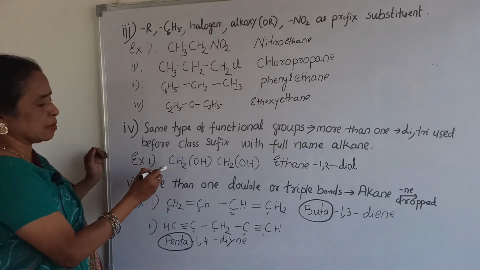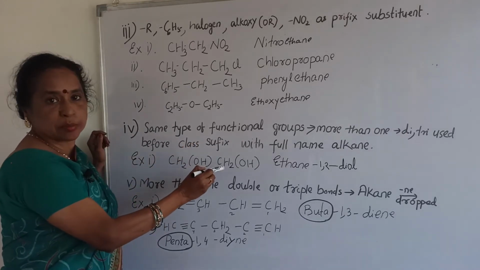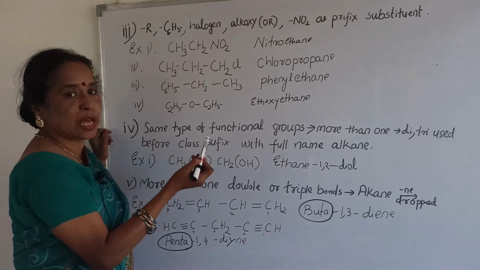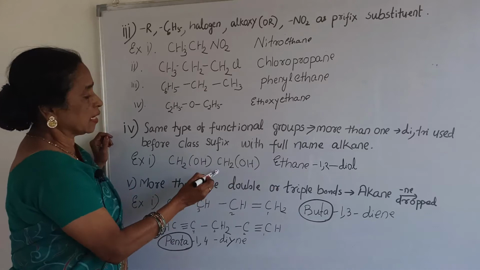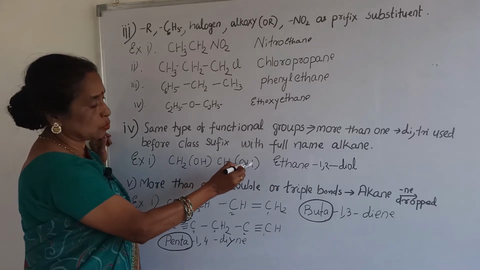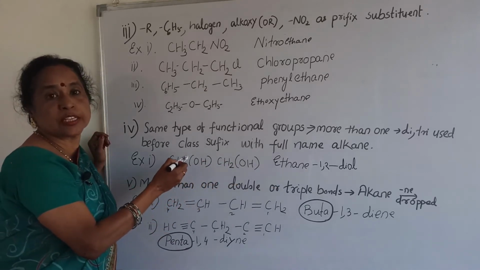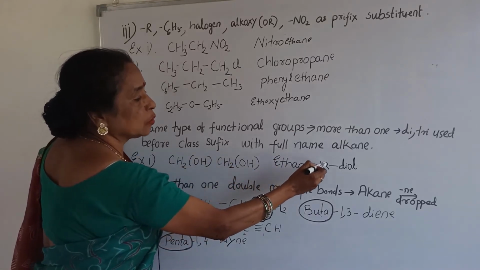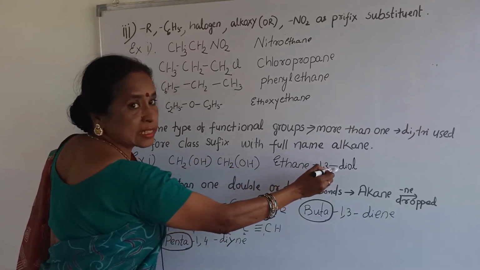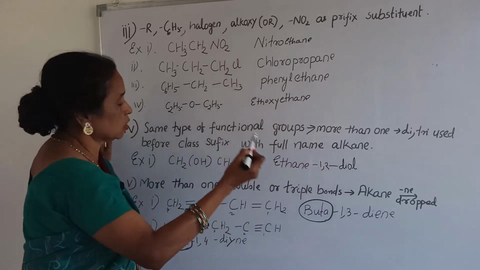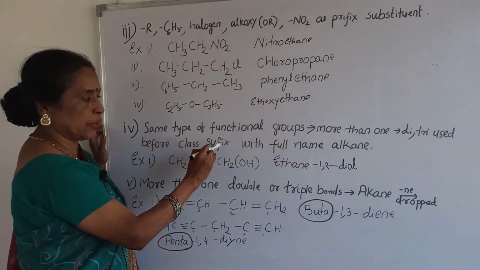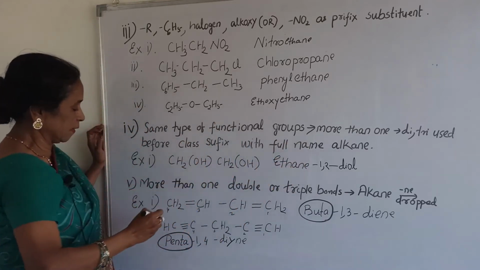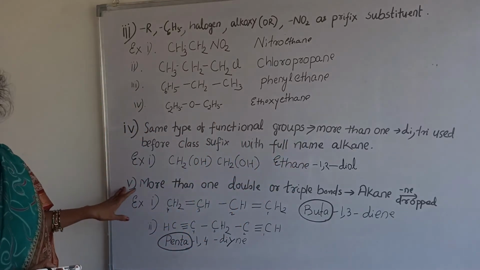Let us see one example here. It contains 2 carbon, meaning what? The root alkane, that is ethane. And what are the positions? In one position there is an OH, in the second position there is another OH. So it is named as ethane-1,2-diol. See here, the word di is used before the class suffix with the full name of the alkane. Here what is that alkane? Ethane.